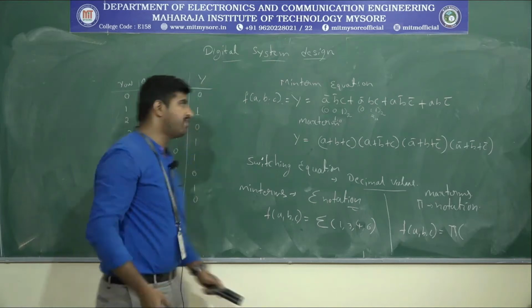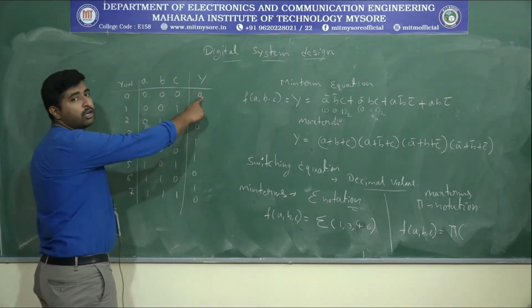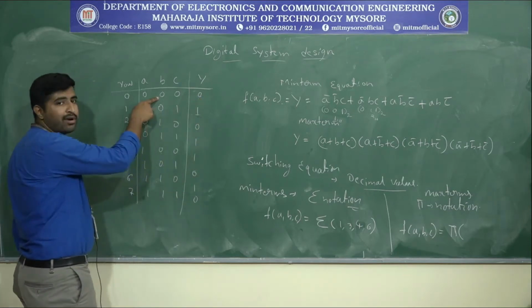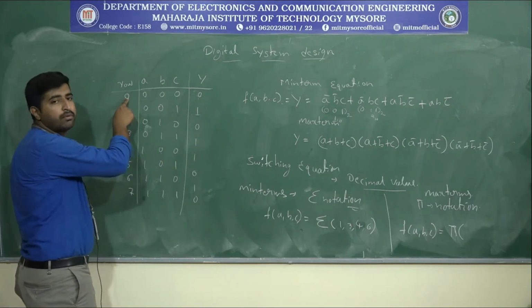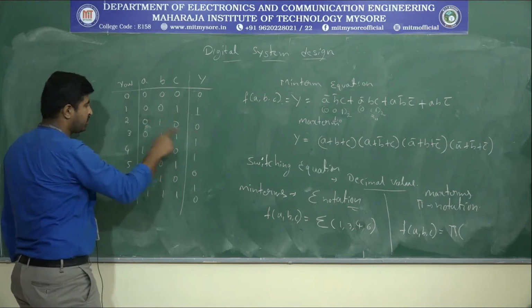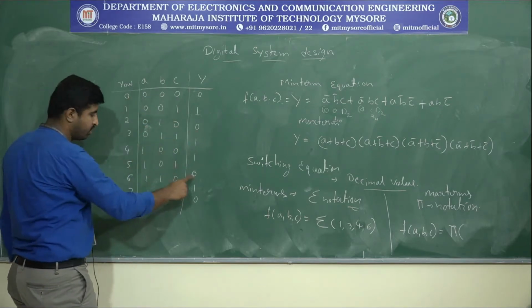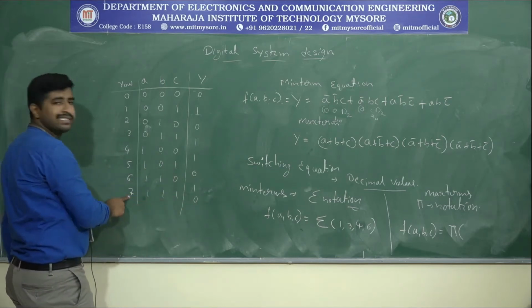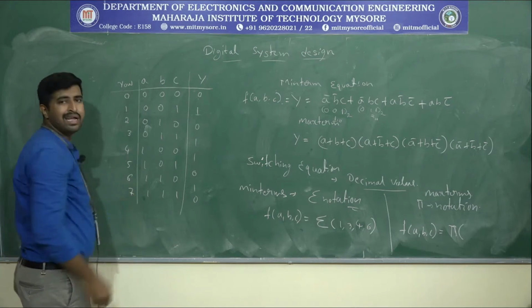For the max term, we always need to look for where the output generates to 0. And we need to write the corresponding decimal value of the input. 0 0 0 is 0. Next 0 1 0 is 2. Next 1 0 1 is 5. Next 1 1 1, this corresponds to the 7 here. So like that we need to write down.